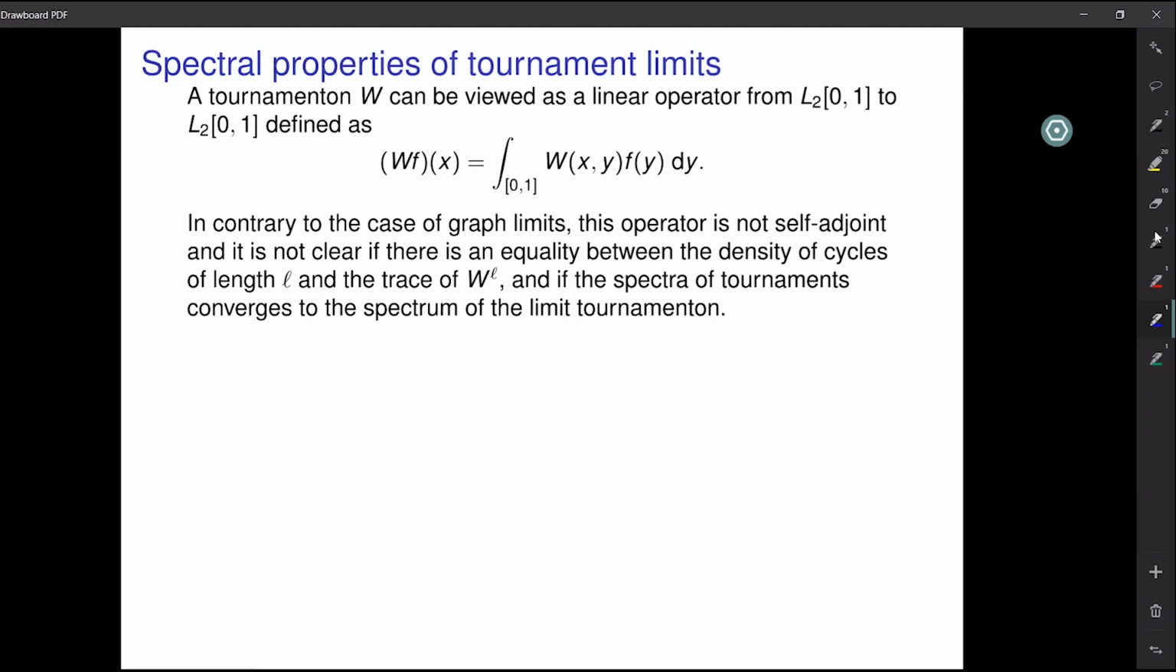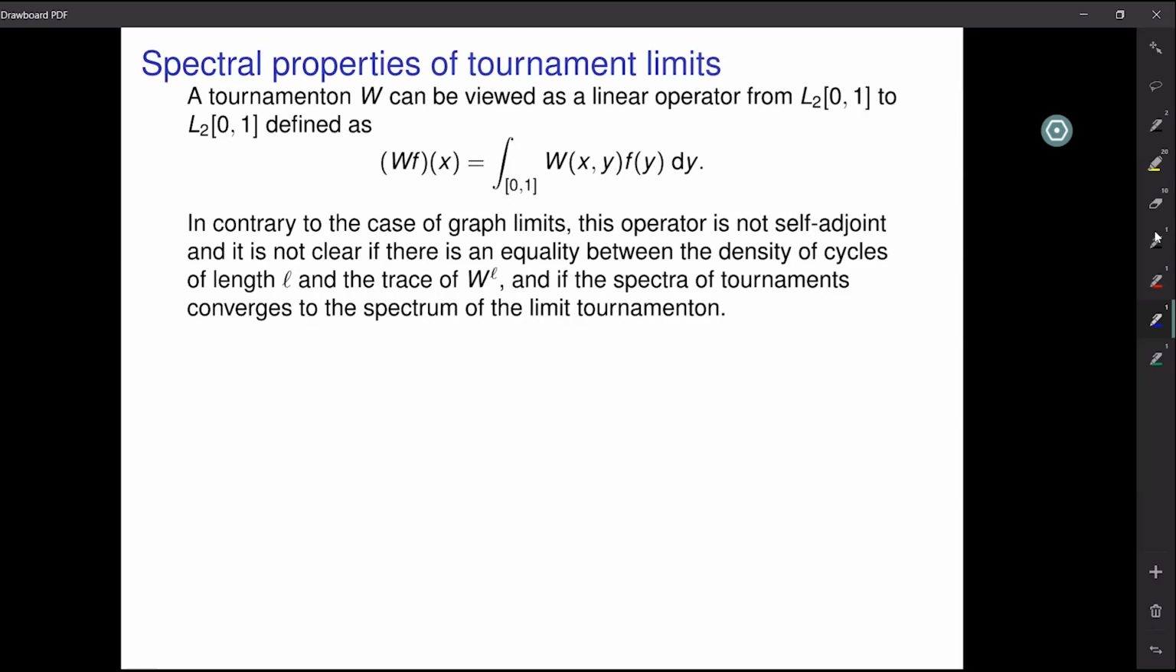And also, if we consider spectra of tournaments that are converging to the tournamenton, we don't know that they converge to a spectrum of a limit tournamenton. All the proofs for graph limits are using this symmetricity and spectral properties coming from it. And here we cannot do anything like this.